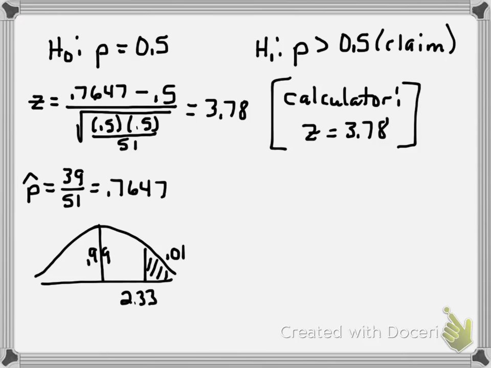The test statistic of 3.78 is to the right of 2.33. Since the test statistic is in the critical region, we reject the null hypothesis. So we're going to reject the null hypothesis, which is H0.